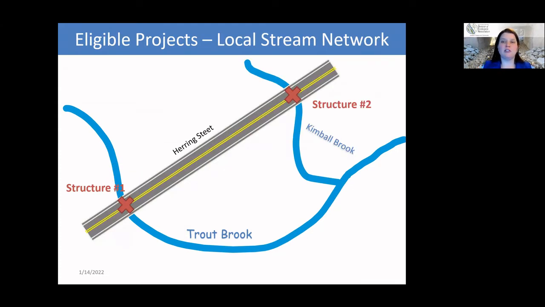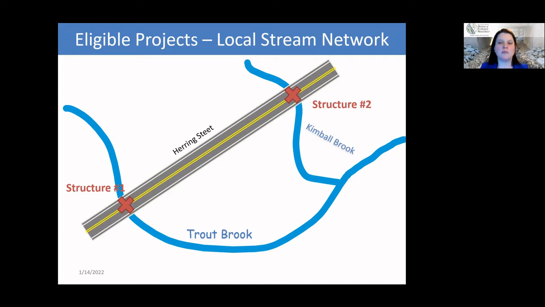This is an example of 2 structures located within the same local connected stream network. Here we see structure number 1 is located on Trout Brook and structure number 2 is located on a tributary to Trout Brook. DER seeks projects where the combined benefits to local stream connectivity and ecology are significantly reconnecting upstream and downstream habitat. DER will evaluate all these projects on the overall ecological benefits.